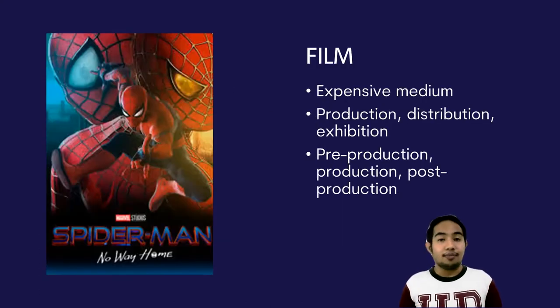So we now go to film or motion picture. Movies are an expensive medium. To produce a movie, it needs to have much money for casting, production, and even the distribution of films. So much like the TV industry, the organization of the film industry involves the production, the distribution, and the exhibition of films. How are films produced?